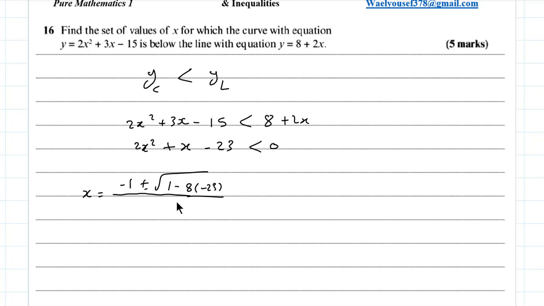4. Okay, and then as we know, we will draw the x-axis. This curve will be like this. This is the negative solution, this is the positive solution, and we have here less than 0, so we'll take the interval in between the roots. The answer would be that x is in between negative 1 minus the square root of 185, all divided by 4, and less than negative 1 plus root 185 divided by 4.